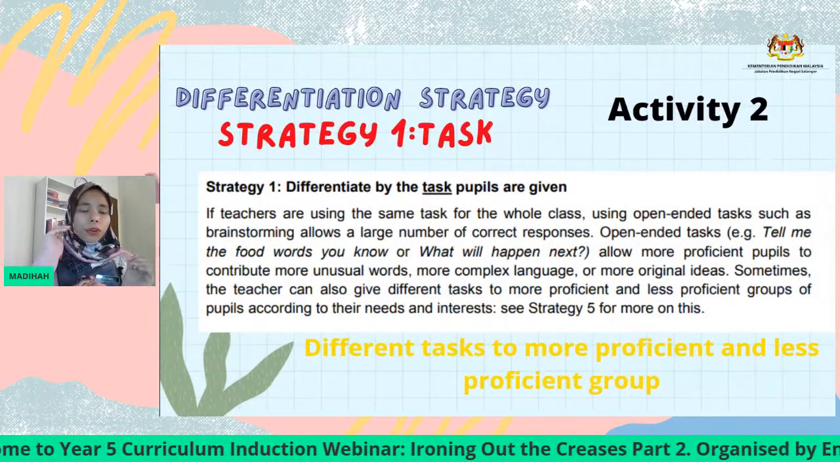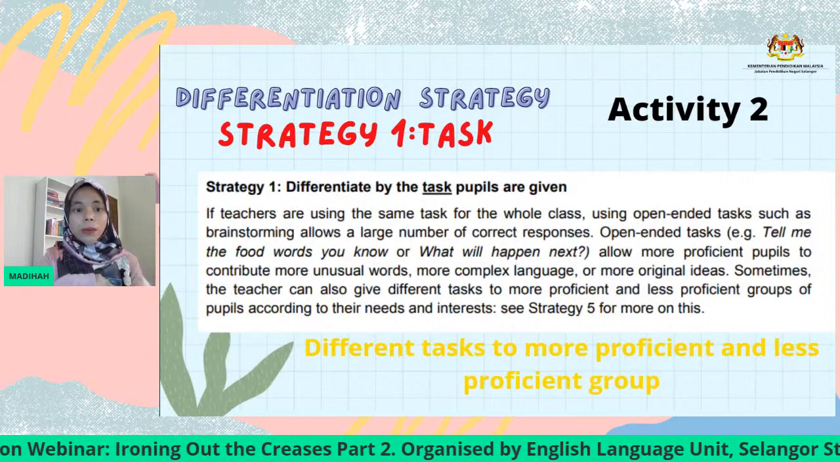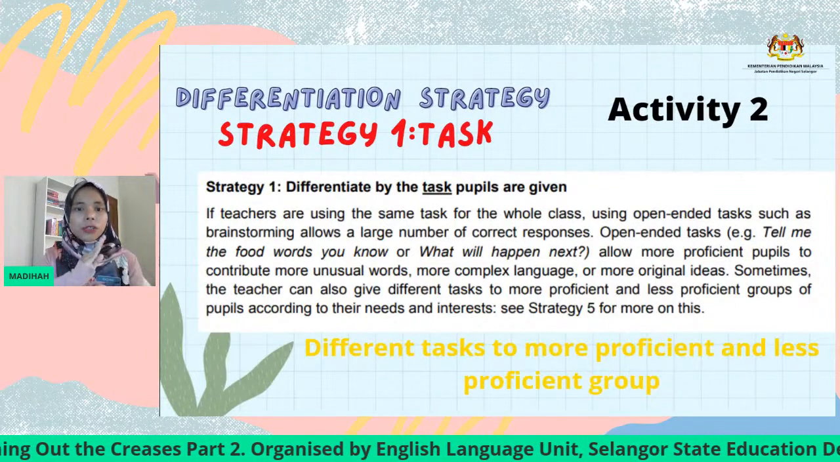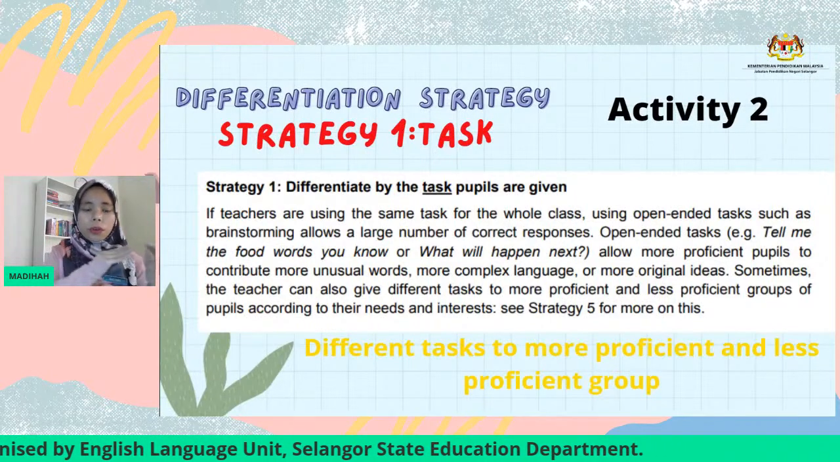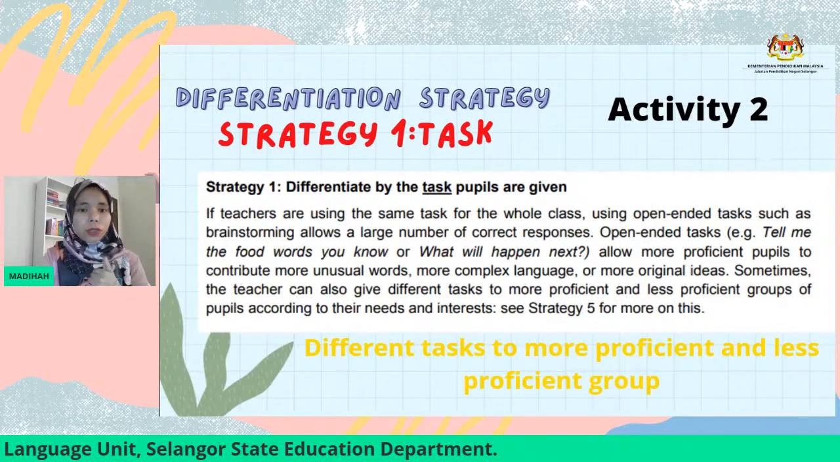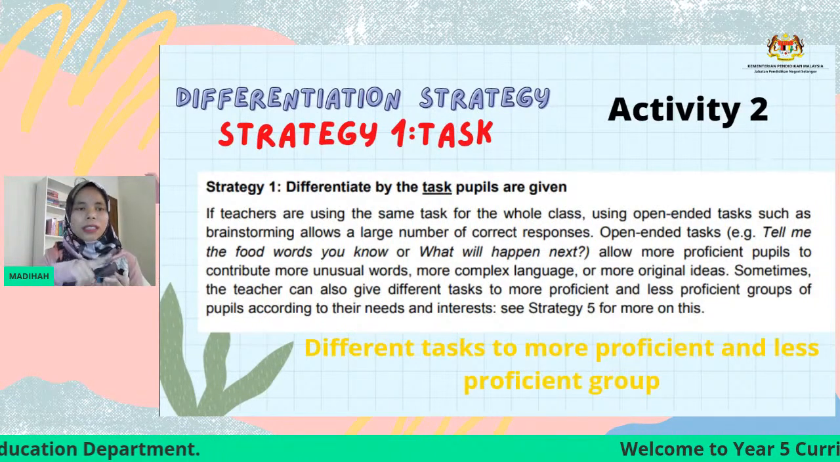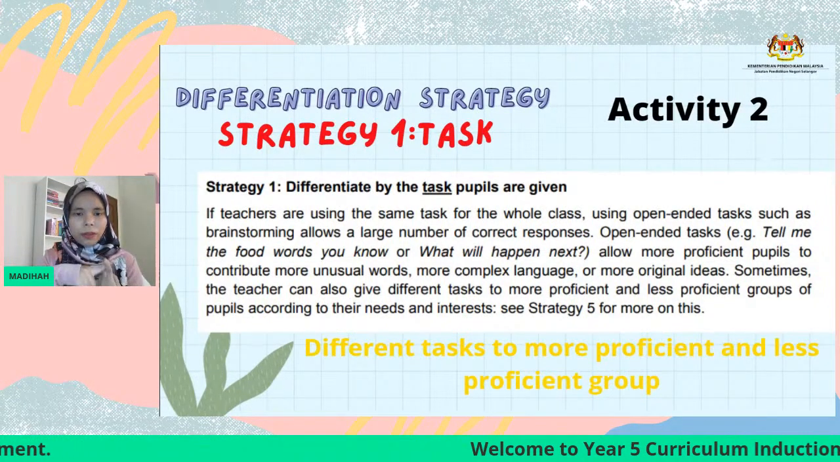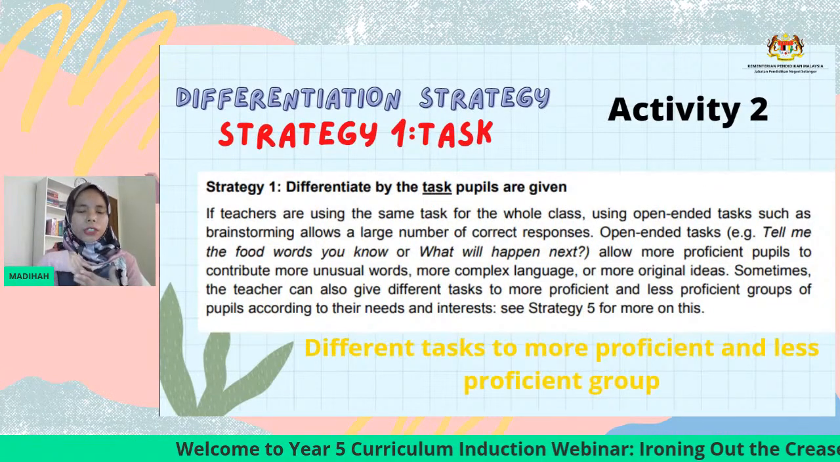Yes, so as for the lesson, we have done with the post lesson, which means our lesson is done. Here I would like to stress again the differentiation strategy that we have used for the writing lesson. The strategy used is strategy 1, which is task. You can find this in the SOW. Strategy 1 means a different task for more proficient and less proficient students.